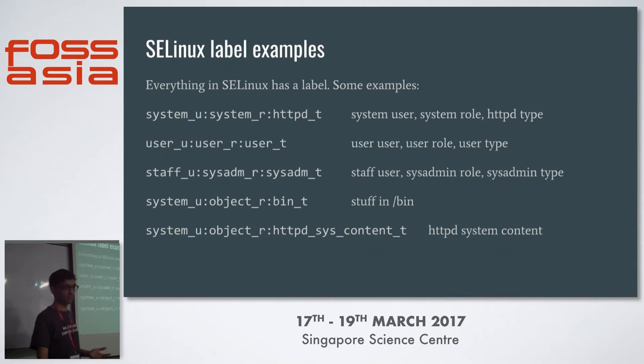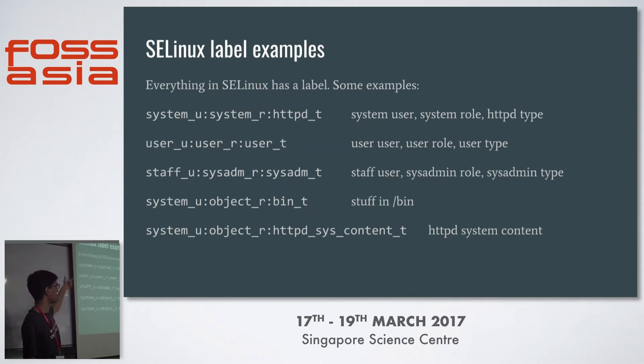So here are some example labels. The first one is what the web server runs under. By convention, we put _u, _r, and _t at the end. It's not actually required, but we do it anyway. So that's an httpd type, and it's a system role and user, so it's a daemon. The next one is what a regular, normal user runs under. And you'll notice that the user part is different. So there are extra constraints, which you can look up later, which use the other parts to stop what they can do. So a user role is not allowed to run the HTTP daemon. Even if a user tried, it wouldn't work.